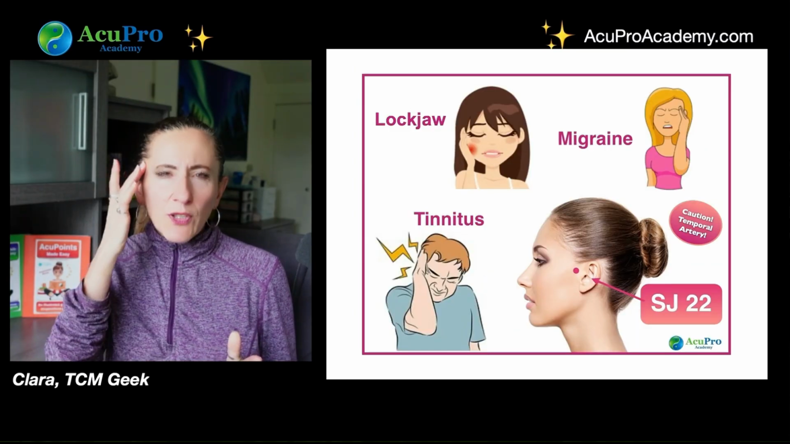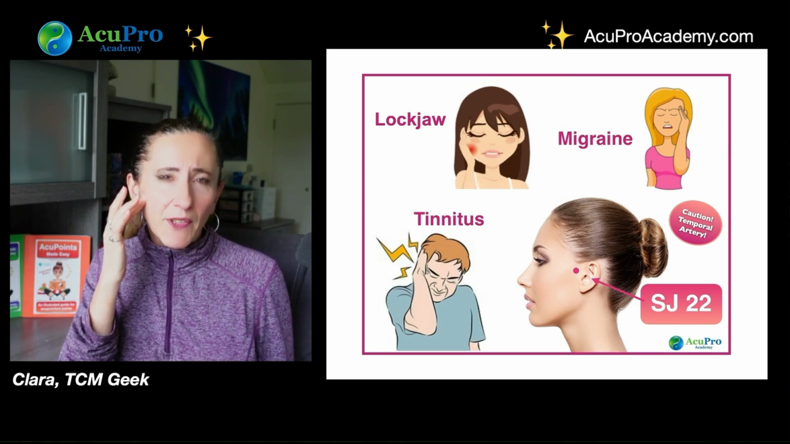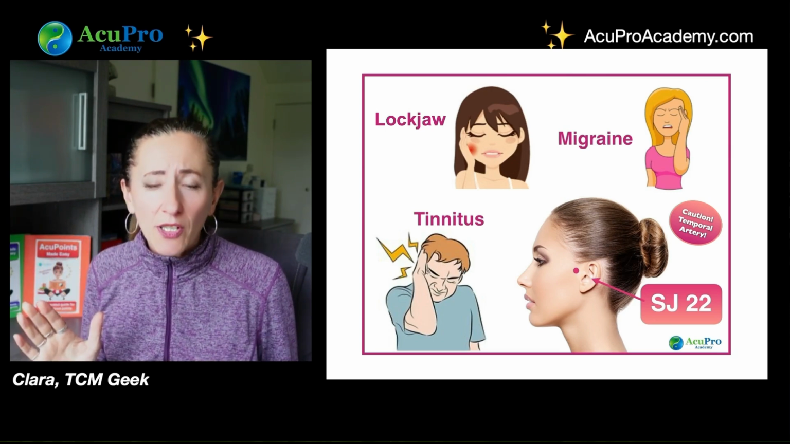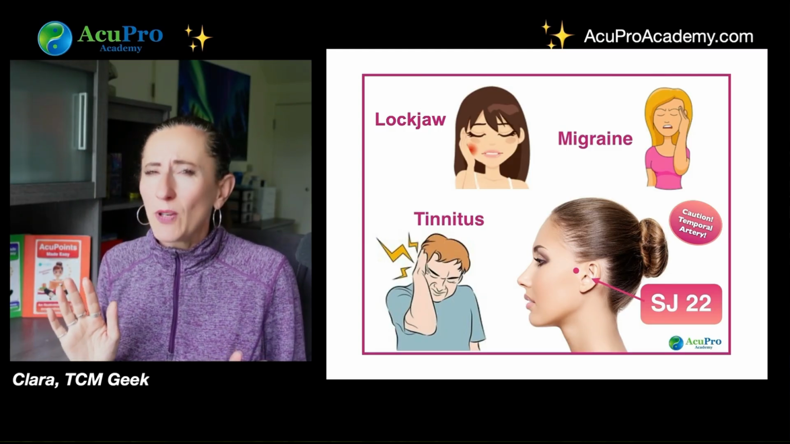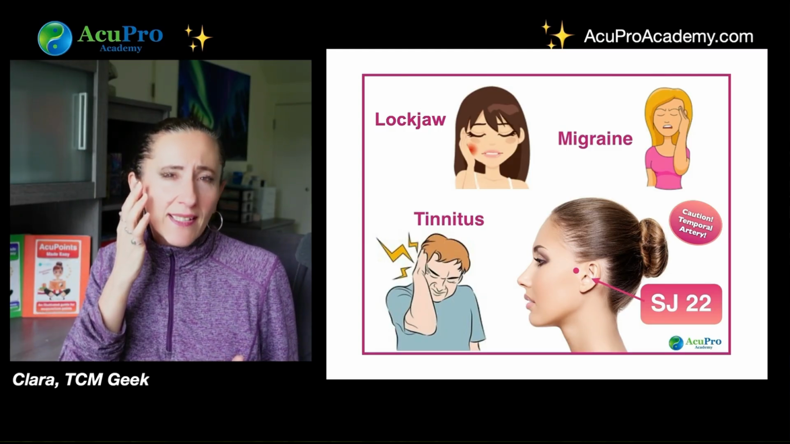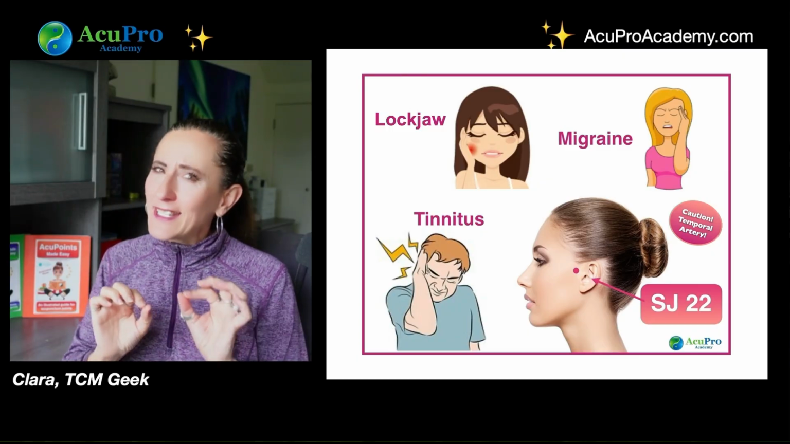San Jiao 22 is great for locked jaw if you combine it with stomach 7. However, we have to be really cautious because the temporal artery is right there. So I'm really cautious about this. Maybe using San Jiao 21 and stomach 7 might be a little bit easier and less dangerous.